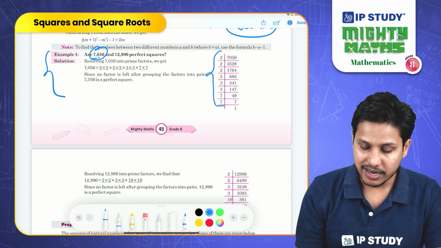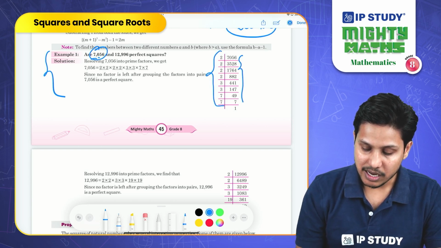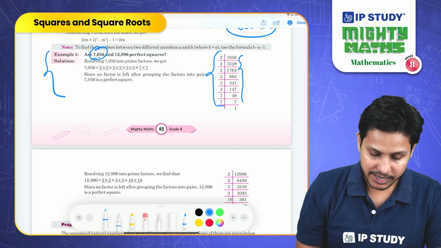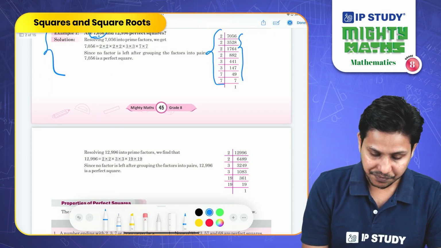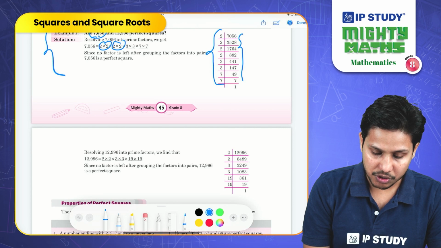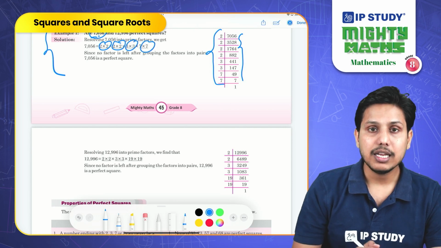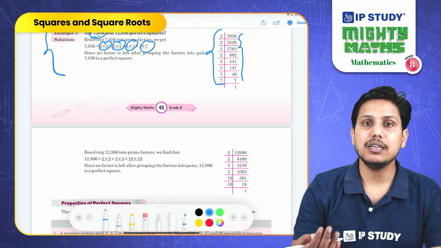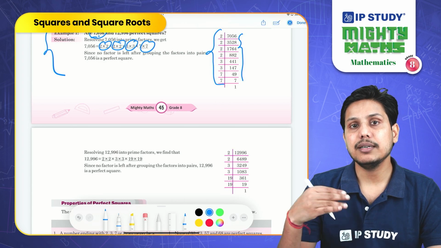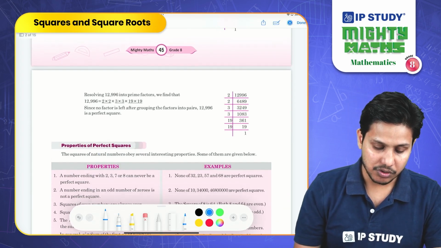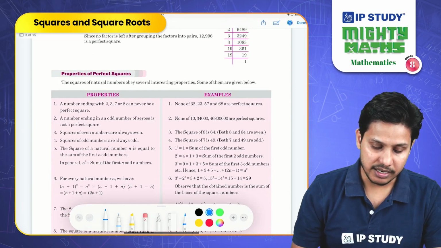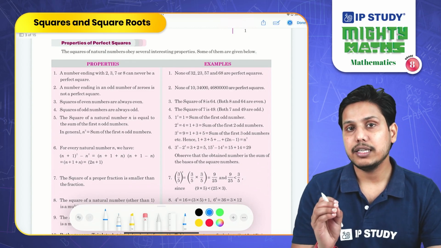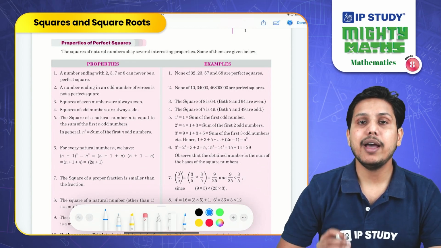For that, what we have done is we prime factorize the number and then we write the prime factors like this and pair each of them. If all factors get paired, then we say that the number is a perfect square. Yes, so you can go through these two examples and understand how we can check if a number is a perfect square or not.